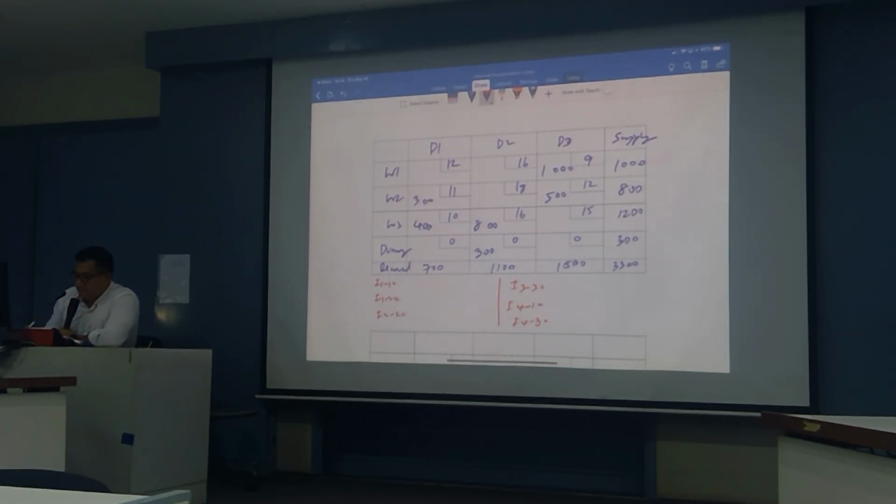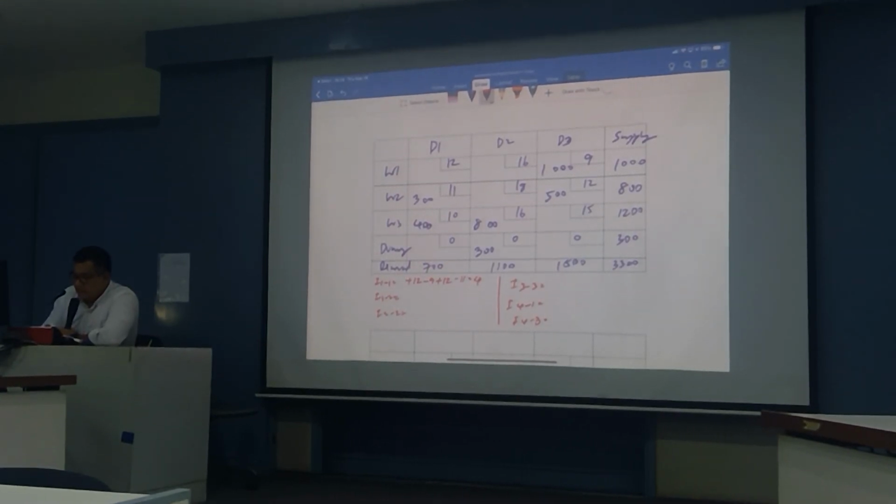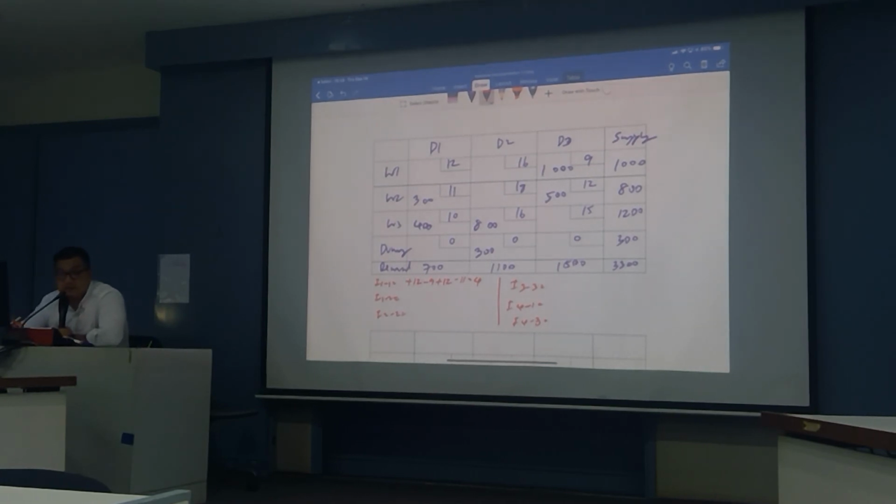So cell 1-1, right? We have plus 12 minus 9 plus 12 minus 11. We have 4. Cell 1-2, okay, look at it. This is cell 1-2. It's like a cross. Something like this for cell 1-2. So then you're going to have plus 16 minus 16 plus 10 minus 11 plus 12 minus 9. You're going to have 2.